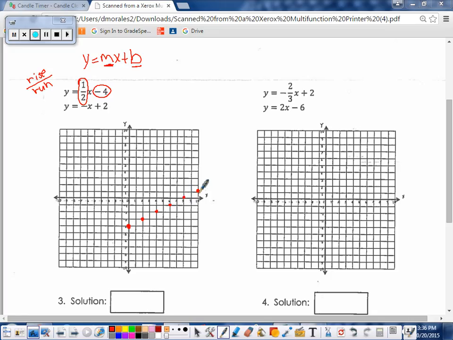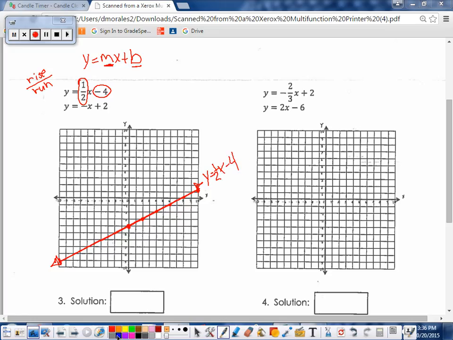Once I have that, I will go ahead now and line up all my points with my straight edge, and I will attempt to make a straight line through all these points. And I managed to do that successfully, surprisingly. So here is my first line. This is the line of y equals 1/2 x minus 4.